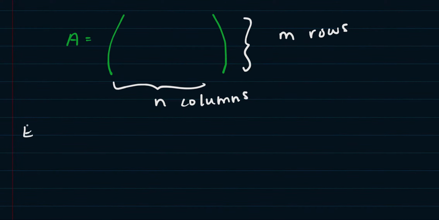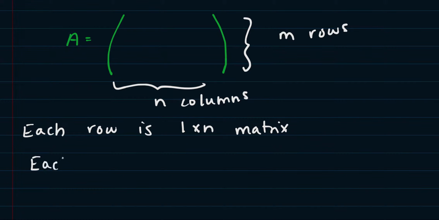Each row is a 1 by n matrix, because there's n columns, so it's going to have n entries in that row. And each column is m by 1. So it's an m by 1 matrix. And that's because each column is going to have m entries since it has m rows.